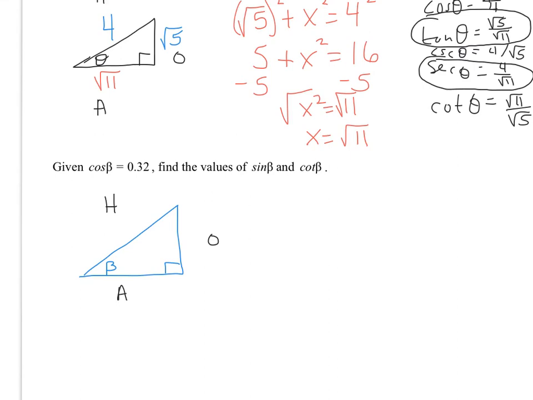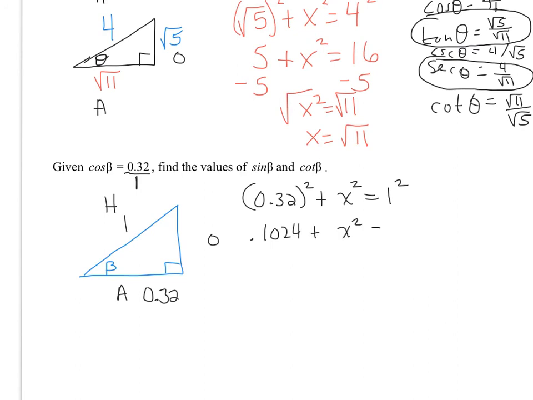Now, cosine of 0.32 doesn't really have a fraction like adjacent over hypotenuse. So what I'll do is if we ever have this, we'll just put it over 1. So now my adjacent would be 0.32 and my hypotenuse would be 1. So I will find the opposite side in this case. But again, same Pythagorean theorem. 0.32 squared plus our unknown side squared equals 1 squared. So 0.32 squared is going to give me 0.1024 plus x squared equals 1.